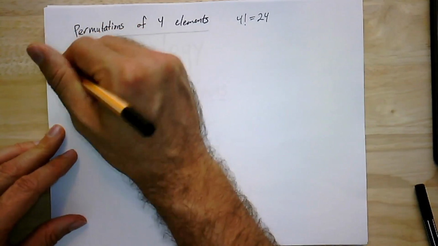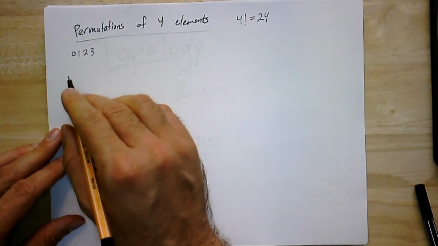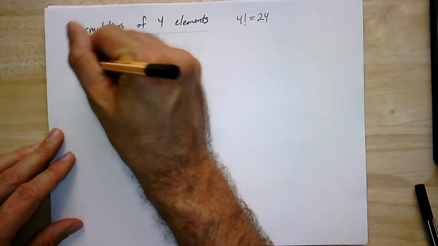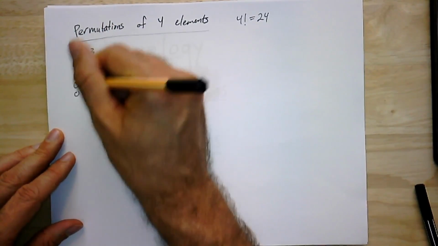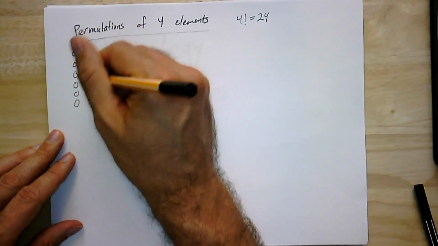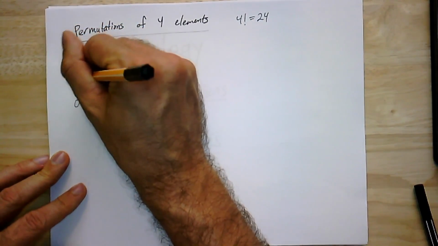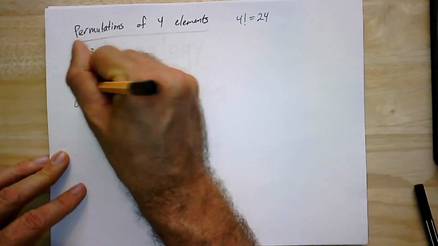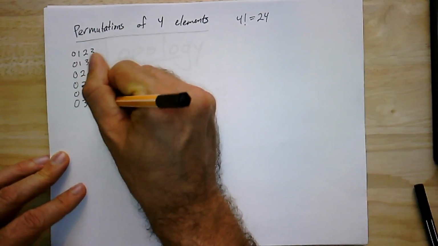If I was going to write them in lexicographic ordering, let's do it like this. 0, 1, 2, 3, 0, 1, 3, 2. In fact, let me write 6 zeros here. And I'm going to get these 6 permutations of the other 3 elements: 2, 1, 3, 2, 3, 1, 3, 1, 2, 3, 2, 1.